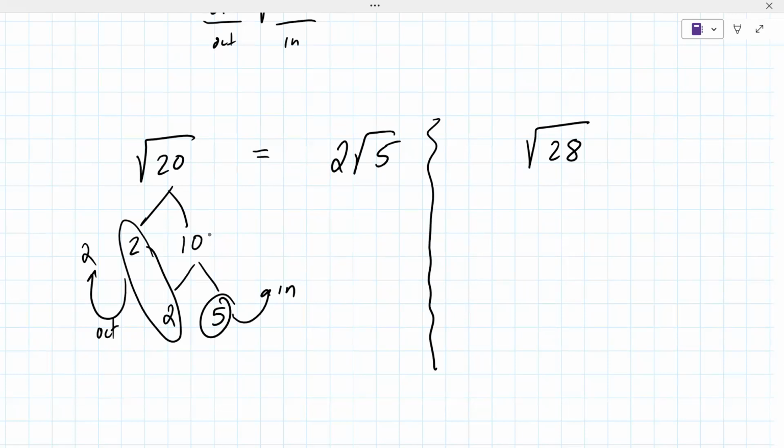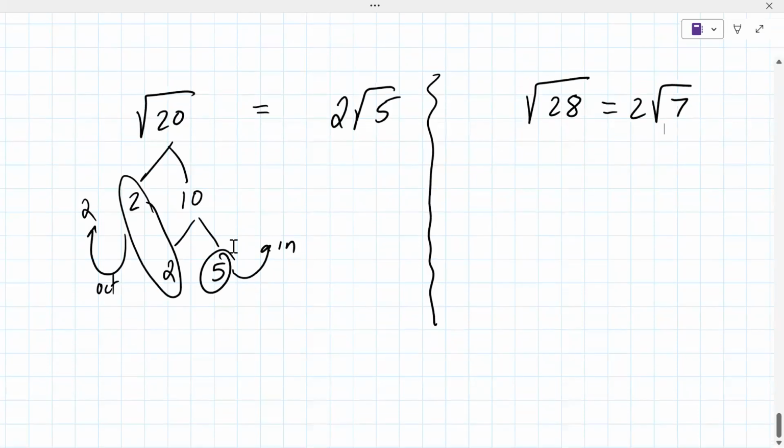So 2 stays out, 7 stays in. So the way you would write your final answer is you would say 2 square root 7. You get 2 square root 7. Good. Okay, now new style of problem here.